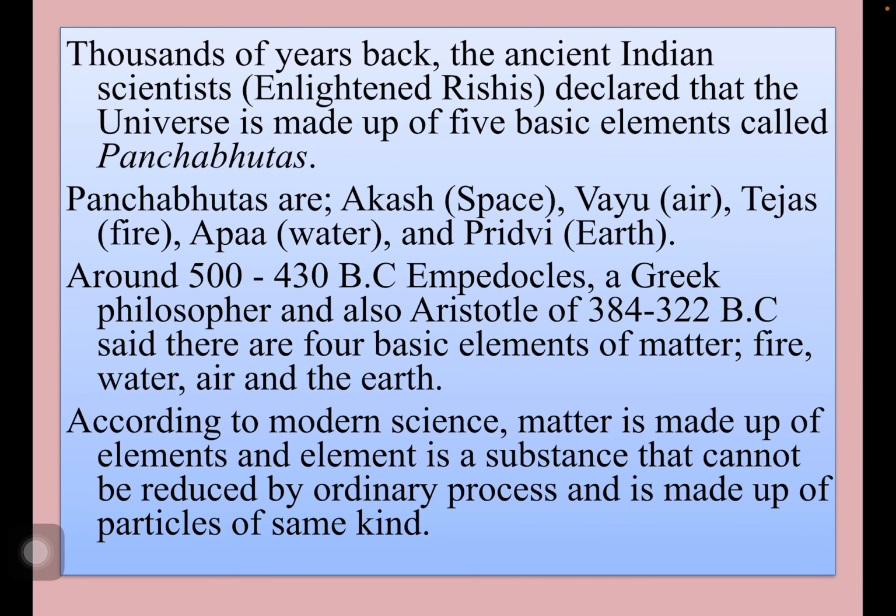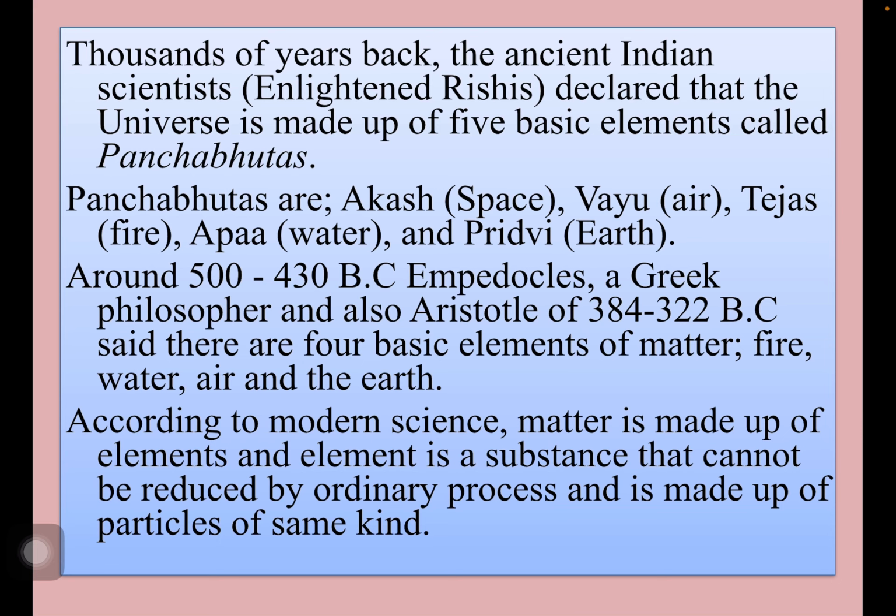Thousands of years back, the ancient Indian scientists, the enlightened rishis, declared that the universe is made up of 5 basic elements called Panchabhutas. Panchabhutas are Akash, that is space, Vayu, air, Tejas, fire, Aap, water, and Prithvi, the earth.